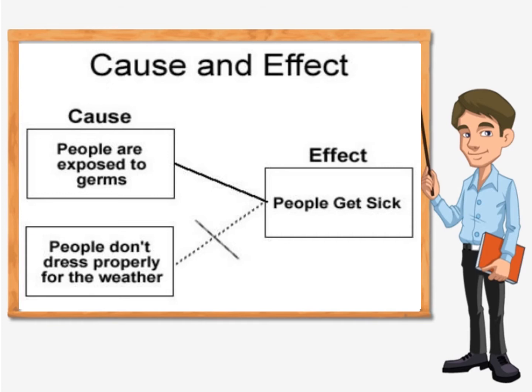Now, let's further discuss cause and effect by examples. If the cause is people are exposed to germs, then its effect can be people get sick. On the other hand, if the cause is people don't dress properly for the weather, then its effect might be the same: people get sick. It doesn't matter how you dress, germs can make you sick.